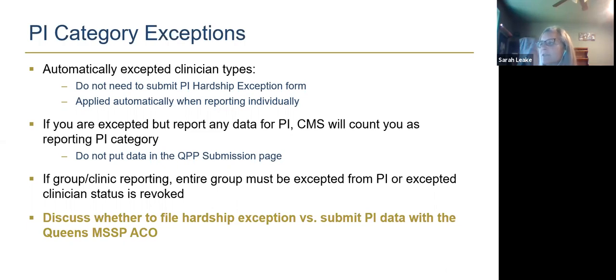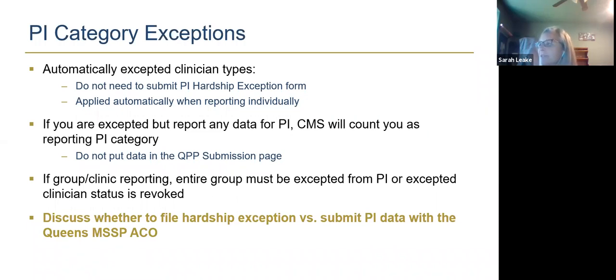There isn't a special flag that must be used to tell CMS you wish to report in the PI category if you are accepted. So just the caution is, if you are automatically accepted, don't report anything through the quality payment program site, or else you will be considered as submitting. So don't accidentally do that.